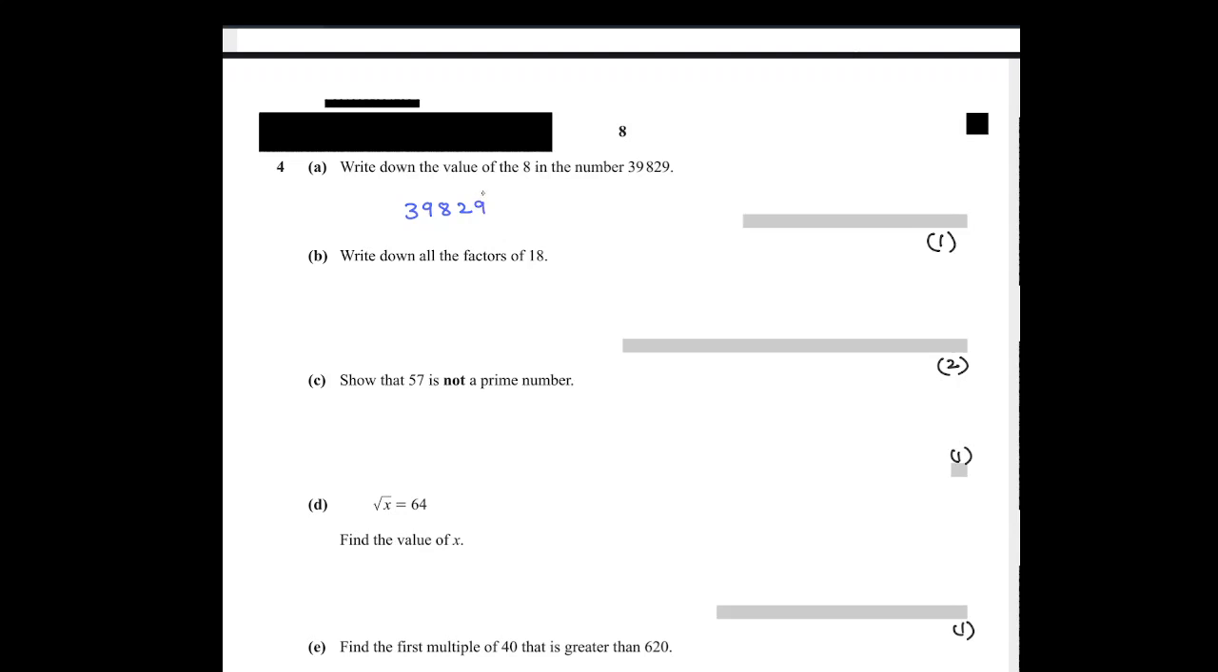39829. So this is ones place, this is tens place, and this is hundreds place. So this is in hundreds place. So 8 hundreds means how many? What is the value of that? 8 hundreds will be 800. So the answer is 800.